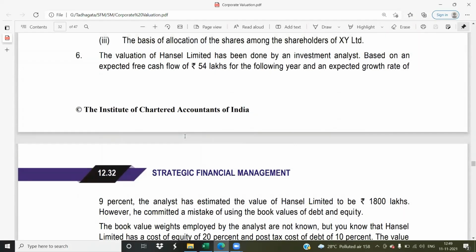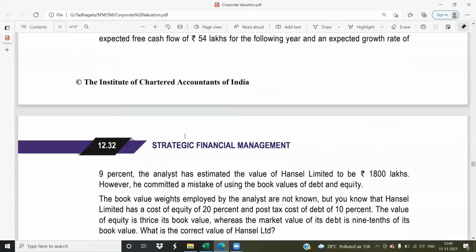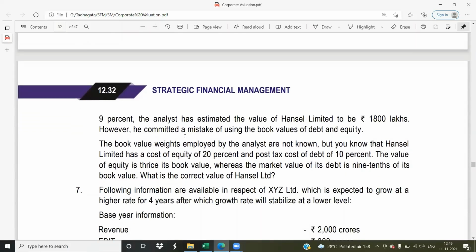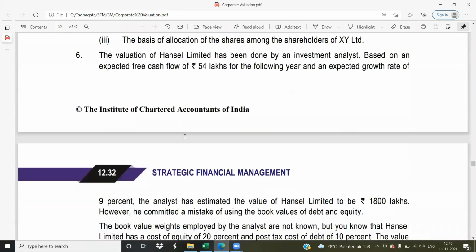Now let's do problem number 6. What is being asked in the question? What is the correct value of Hansel Limited? The valuation of Hansel Limited has been done by an investment analyst and based on expected free cash flow of 54 lakhs for the following year and an expected growth rate of 9%, the analyst has estimated the value to be 1800 lakhs. However, he committed a mistake of using the book values of debt and equity instead of market values, right?